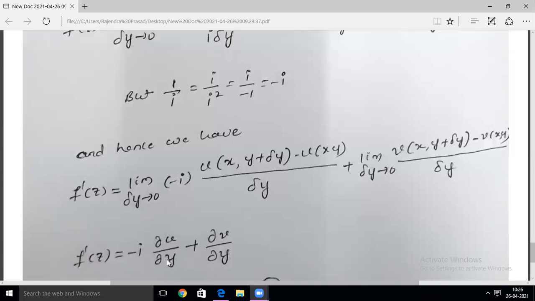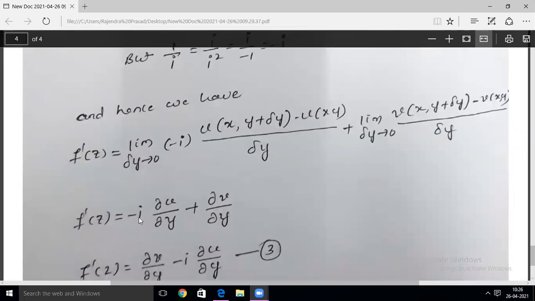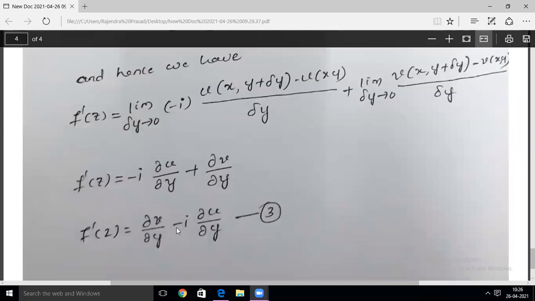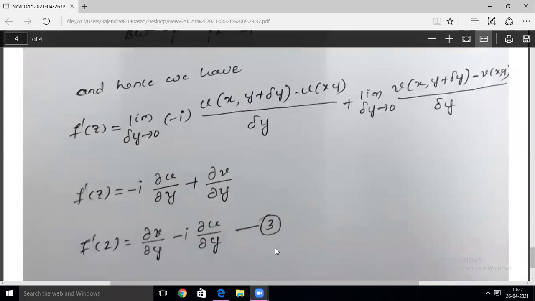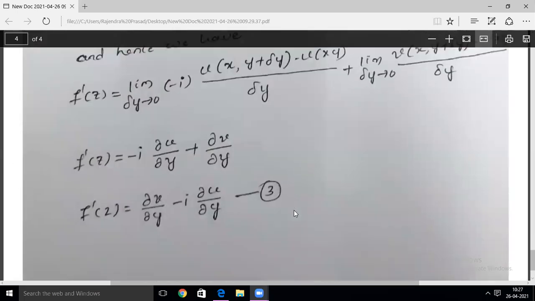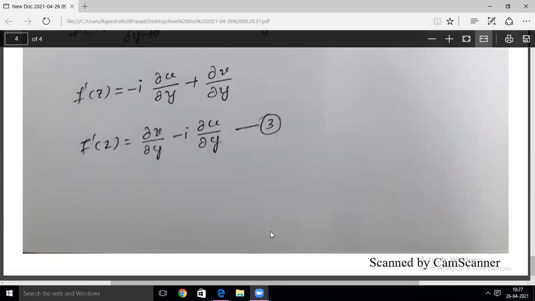So this is the basic definition of partial differentiation, in terms of u we can write del u upon del y. This is also the basic definition of partial differentiation, so this can be written as del v upon del y. So del v upon del y minus i into del u upon del y, we can write here. Next step: consider equation number 3, that is also equal to f dash of z. Observe that f dash of z in equation number 2 is equal to f dash of z in equation number 3. So we have to equate equation number 2 and equation number 3.